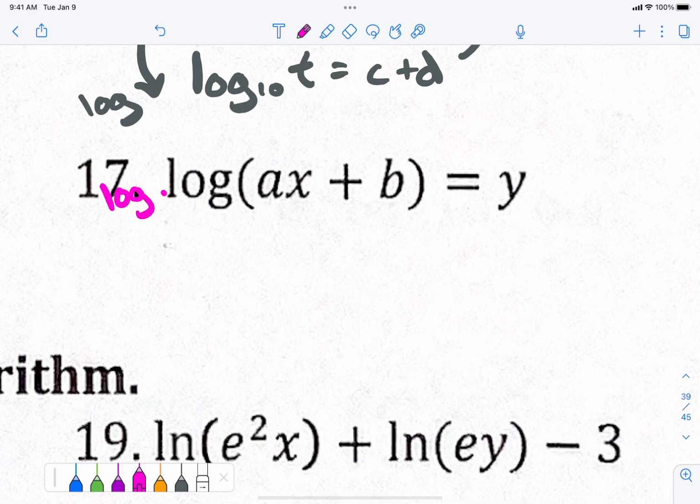Now this is a log. We've got to make it exponential. What's the base? 10. I'm going to put a 10 there. 10 to the y equals ax plus b.